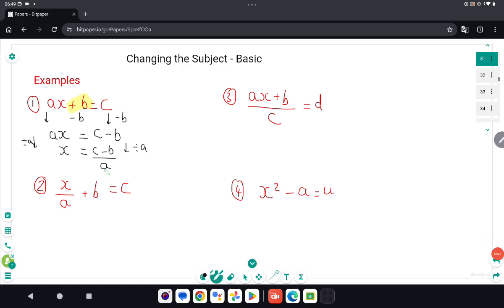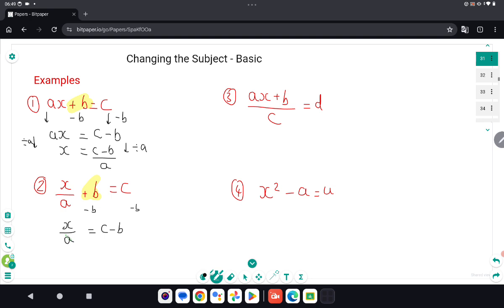Okay, question 2. Again, we want X by itself. What have we done to X on the left-hand side? X divided by A plus B. Last thing we've done is add B. So the first thing I want to do is get rid of this B. So I'm going to take it away from both sides. Take it away from the left-hand side, it disappears. Take it away from the right-hand side, we have C minus B.